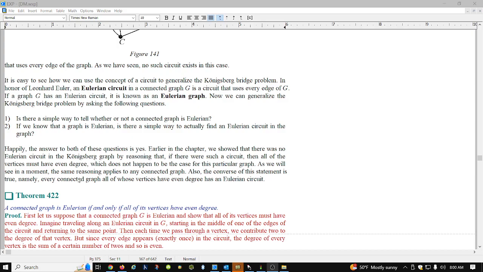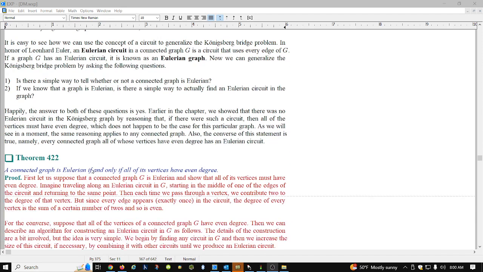So let's examine this theorem. A connected graph is Eulerian if and only if all of its vertices have even degree. So as to proof, let's first suppose that a connected graph G is Eulerian and show that all of its vertices must have even degree. This is the easier half of the proof.